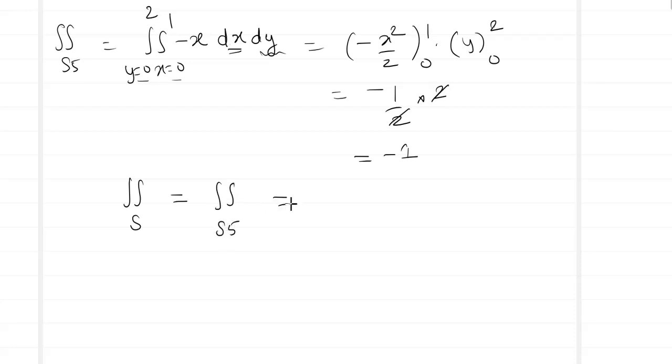And what is the answer which we get for this? Del cross F vector dot n cap ds. This value now evaluates as minus 1. So now I am done with my RHS part. Now let us move to the LHS.